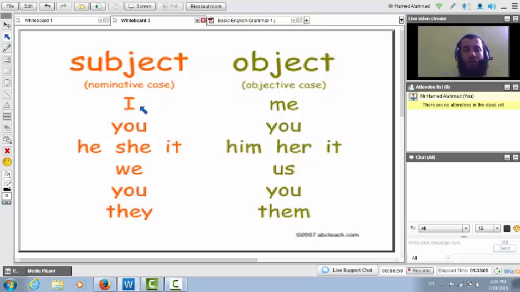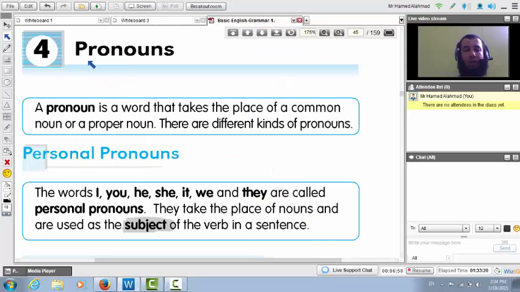Subject pronouns like I, he, she, it, we, you, and they. Object pronouns like me, him, her, it, us, you, and them. Here, guys, as you can see, all are lesson 4 pronouns. In this book they talk about 4 kinds of pronouns, but we'll be talking about just 2 kinds of them, which are subject and object pronouns.